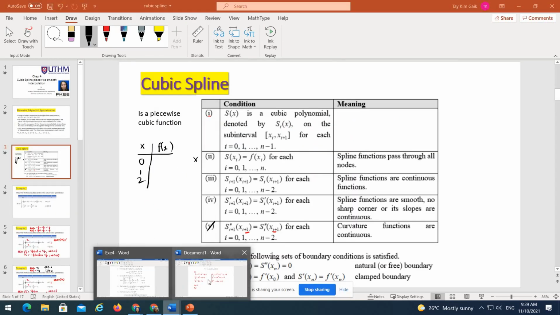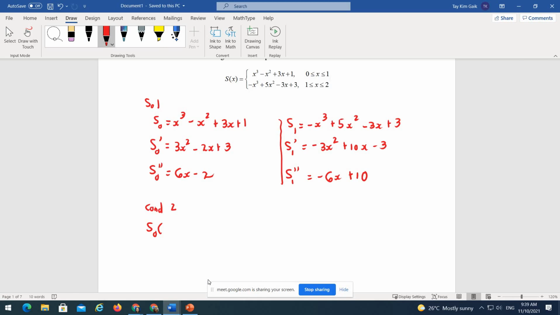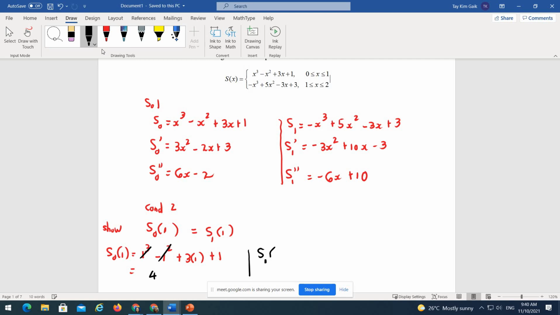Number 3 is S0 at 1. You have to show S0 at the point x equal to 1 is equal to S1 at 1, so that the cubic spline is connected. Hence you just plug x equal to 1 into S0. You have 1 cubed minus 1 squared plus 3 times 1 plus 1. This is S0 at 1. 1 cubed minus 1 squared cancels, so you have 3 plus 1, which is 4. Let's check S1 at 1.